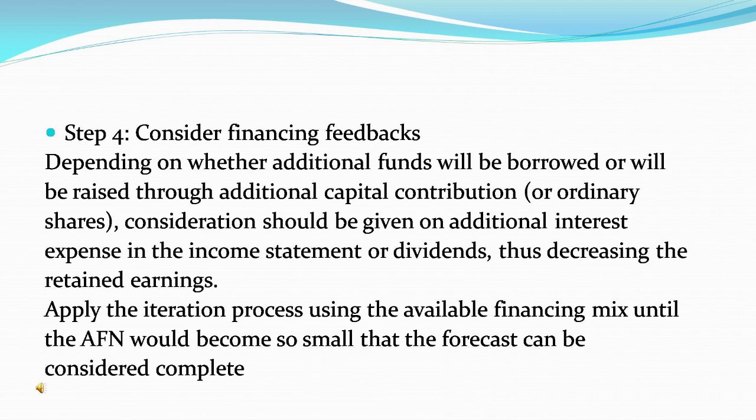Step 4. Consider financing feedbacks. Depending on whether additional funds will be borrowed or will be raised through additional capital contribution or ordinary shares, consideration should be given to additional interest expense in the income statement or dividends, thus decreasing the retained earnings. Apply the iteration process using the available financing mix until the AFN becomes so small that the forecast can be considered complete.